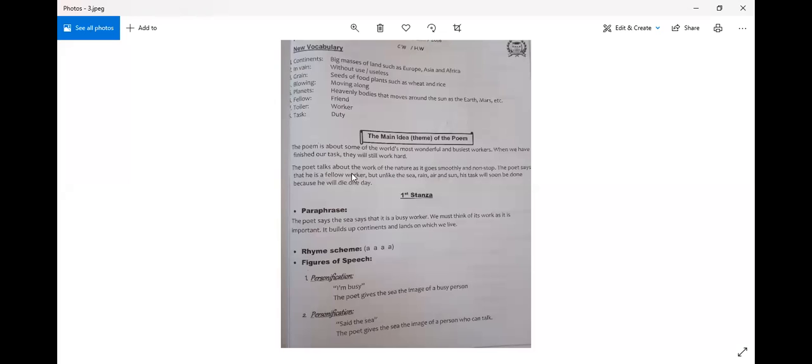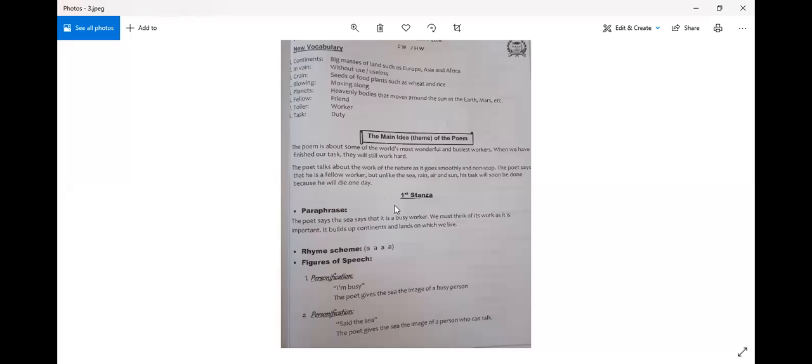The poet talks about the work of the nature as it goes smoothly and non-stop. The poet says that he is a fellow worker, but unlike the sea, rain, air, and sun, his task will soon be done because he will die. Because he is gonna die one day, okay? But they will continue work.